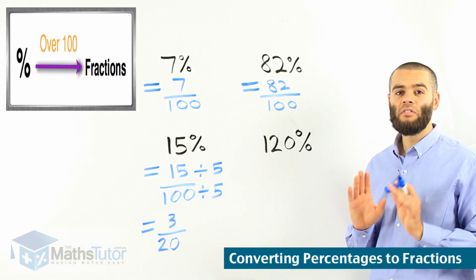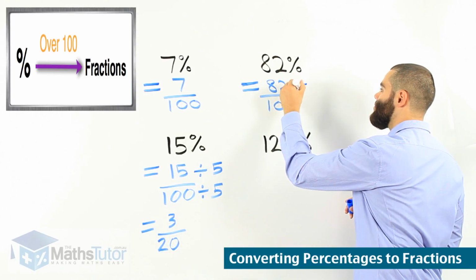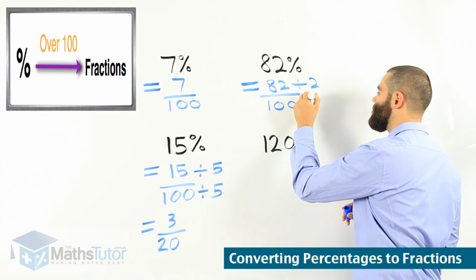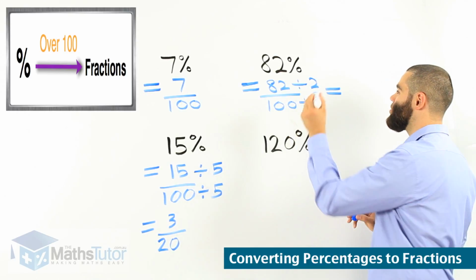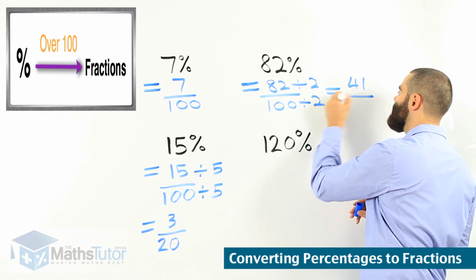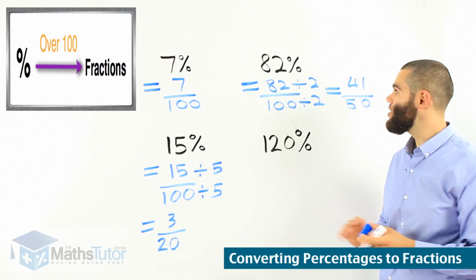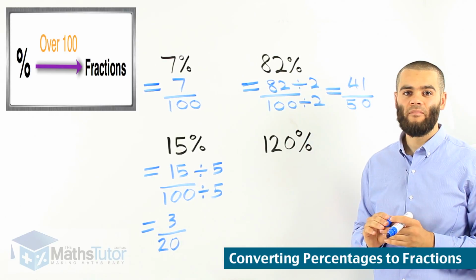Again, the same rule of simplifying fractions. We look for the highest common factor divided by the highest common factor. In this case, it's going to be 2. Our final answer, 82 divided by 2 is 41. 100 divided by 2 is 50. That is our simplified fraction. 82% is exactly the same as 41 out of 50.